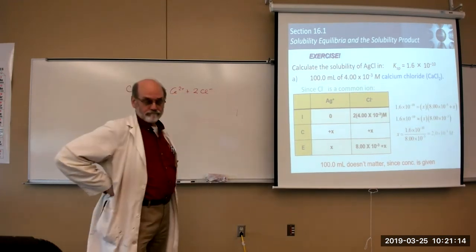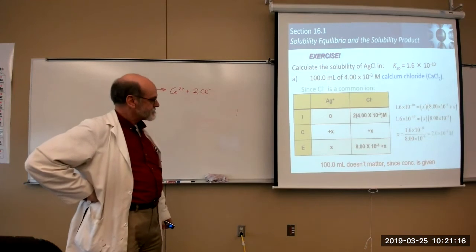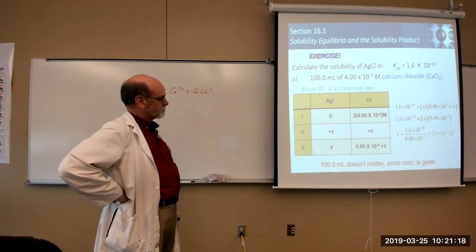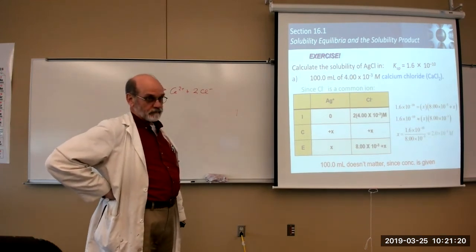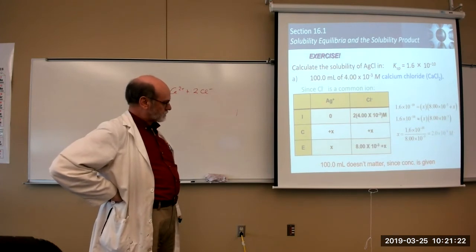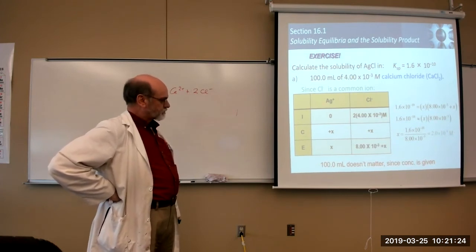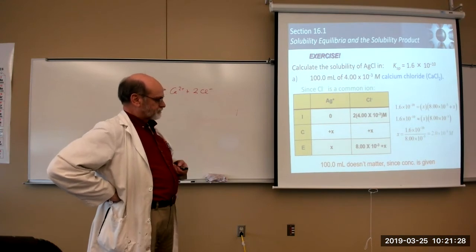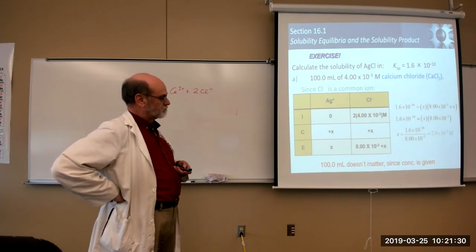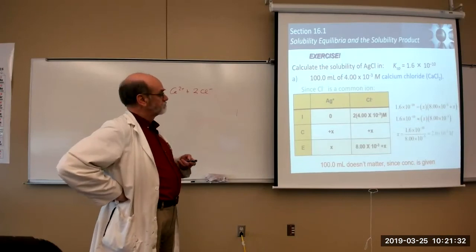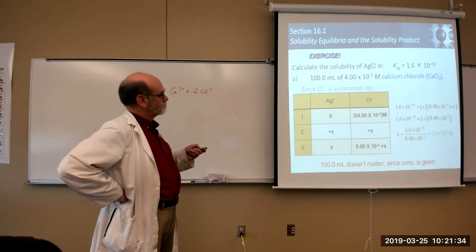Okay, so I guess I'm still a little confused by that. I see what you're saying. Okay, so the 2.0 times 10 to the negative 8 molar, that's the concentration of silver ions. That's the concentration of chloride. But then how is that number the same as what the solubility for silver chloride in calcium chloride is?